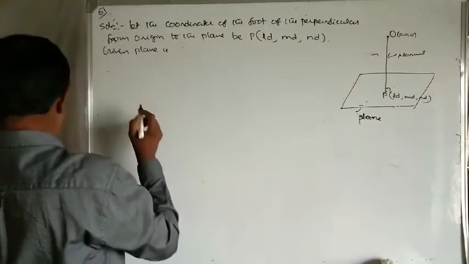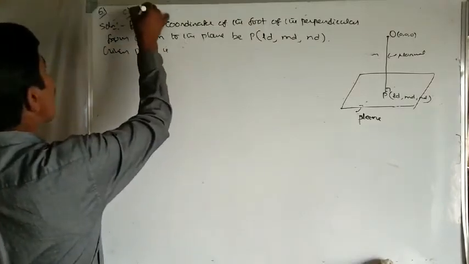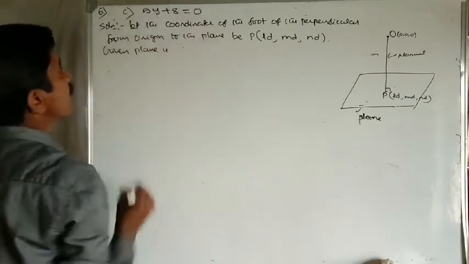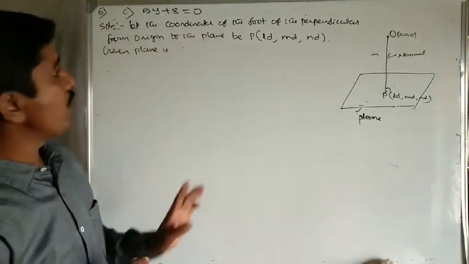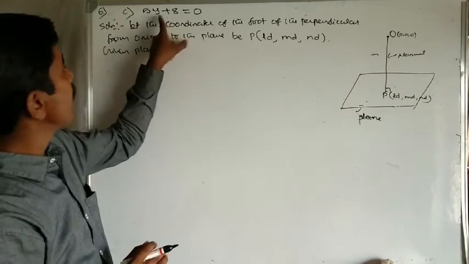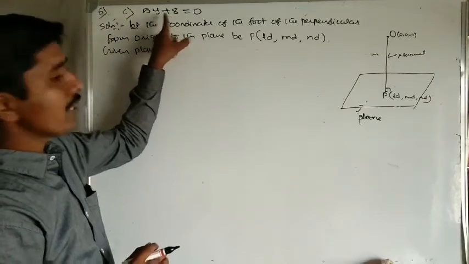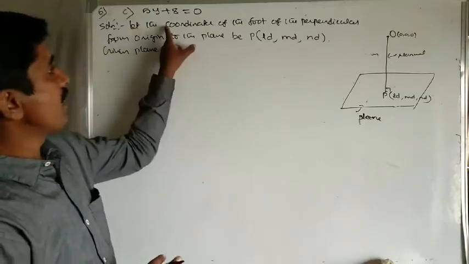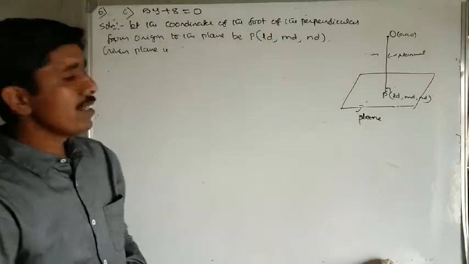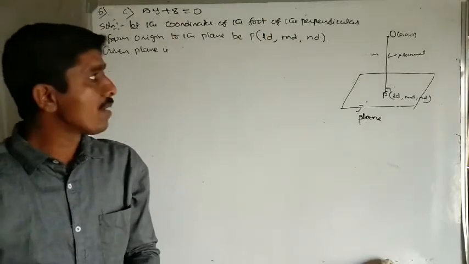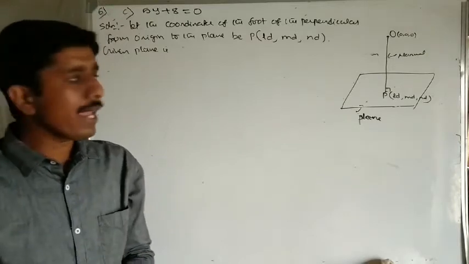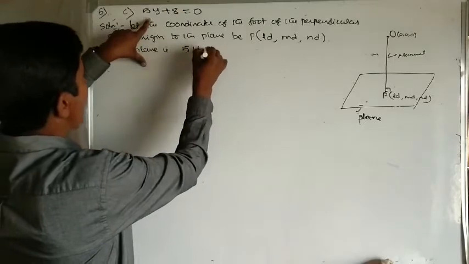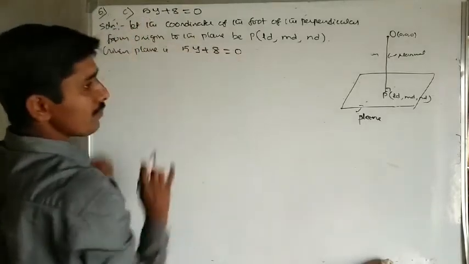Sixth one, I am taking 5y plus 8 is equal to 0. We have to find the coordinates of the foot of the perpendicular of the plane 5y plus 8 is equal to 0. Let's take the coordinates of the foot of the perpendicular from origin to the plane be LD, MD, ND. Given plane is 5y plus 8 is equal to 0.